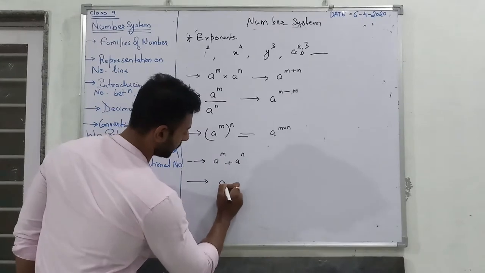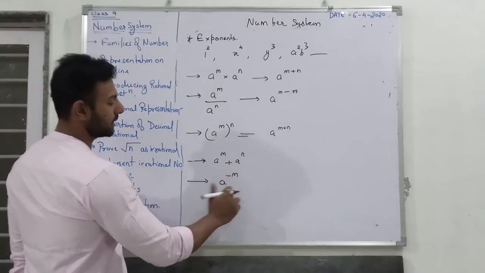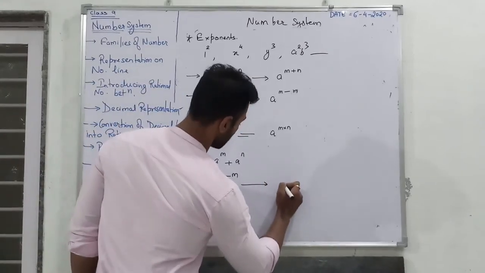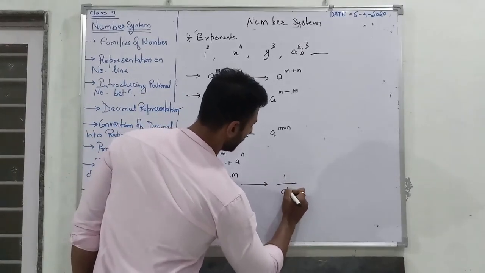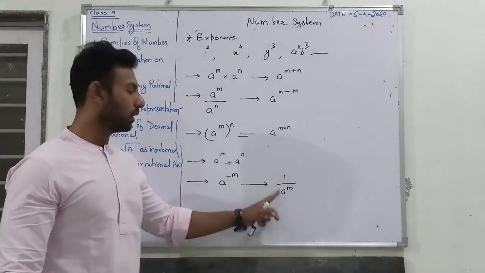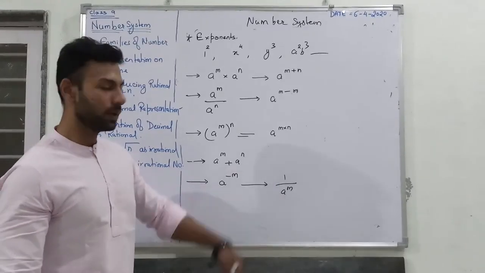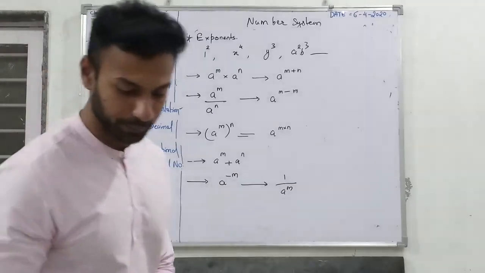If we are having a to the power minus m, this minus sign with the m can also be represented as 1 upon a to the power m. This number will be getting reciprocal or in the denominator. So we will be getting 1 upon a to the power m.